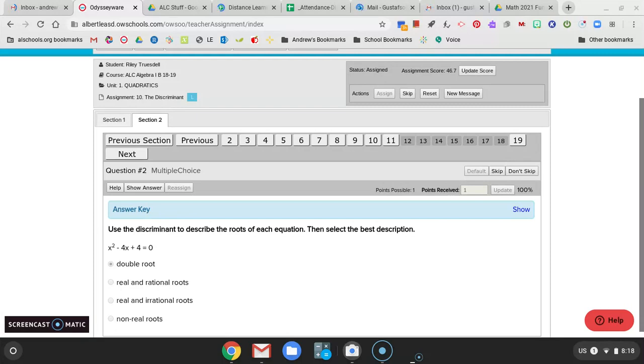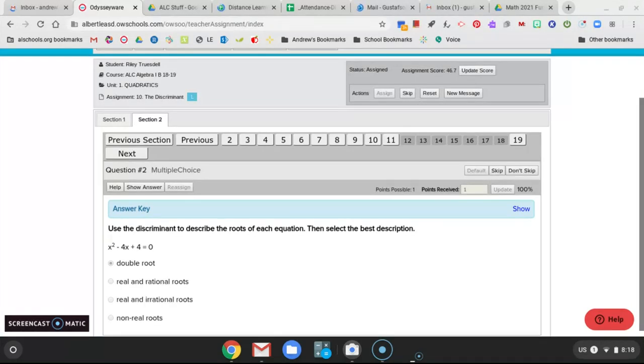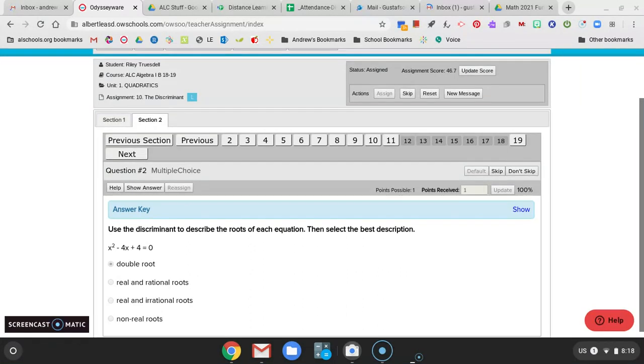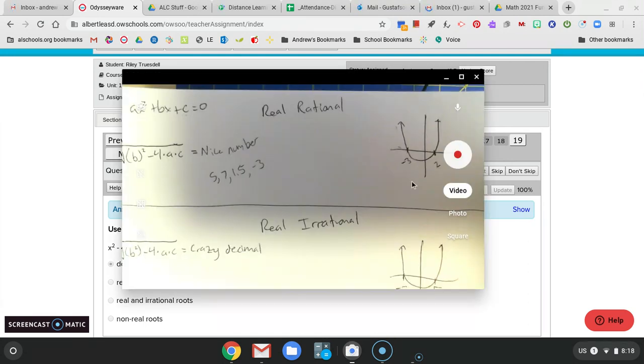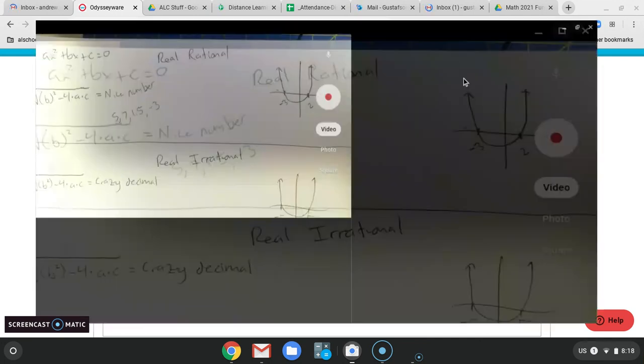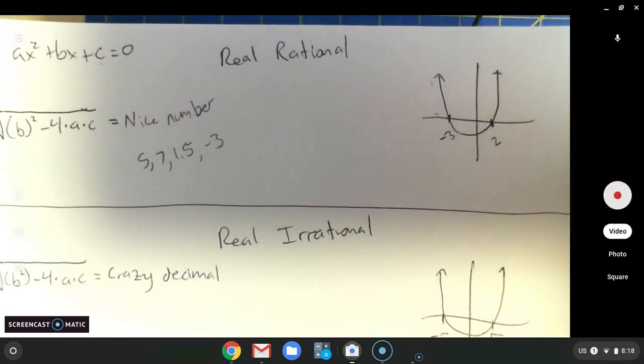All right, I want to talk about the lesson on the discriminant, and I want to kind of explain what this question is even asking, or what they're asking you to do here. I'm going to go over to a document camera. It might go in and out of fuzziness. Hopefully, we can still do the lesson though.